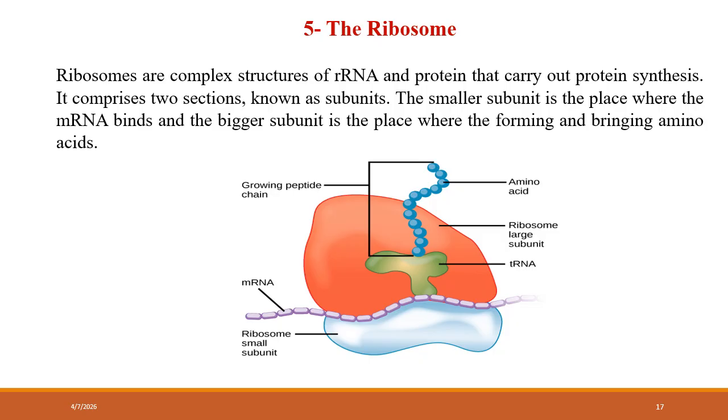In this picture we can see the big subunit and the small subunit. Messenger RNA binds with the small subunit, and the amino acids are brought by the tRNA to produce the peptide or the protein.